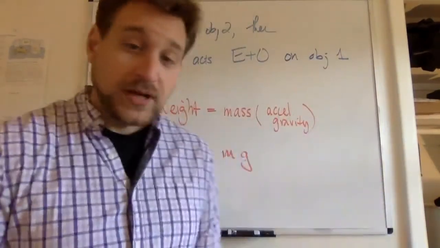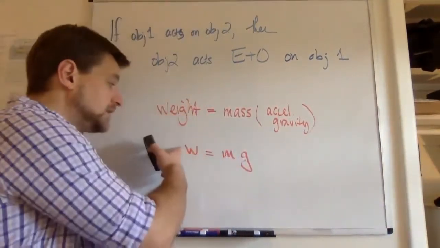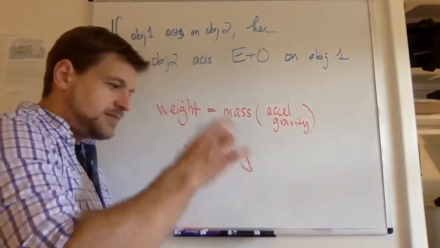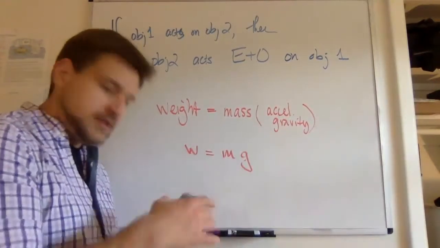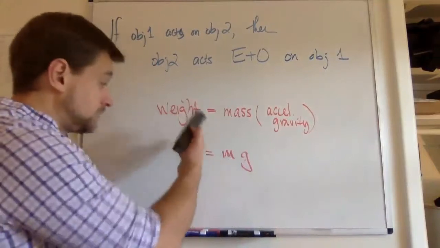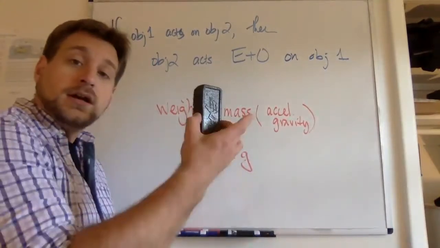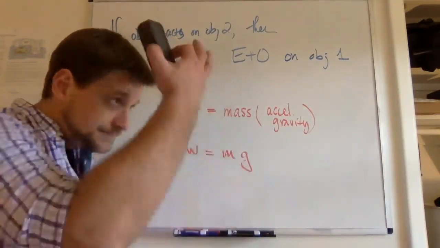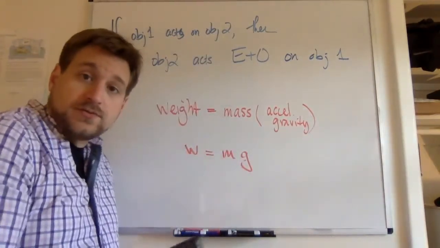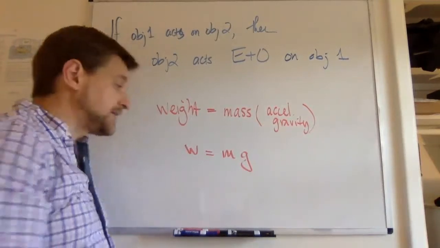We've already talked about weight, and the thing about weight is that the eraser doesn't need to be in contact with the Earth in order for the Earth to exert a weight force on the eraser. So it's a long range force. We don't need the things to be in contact.